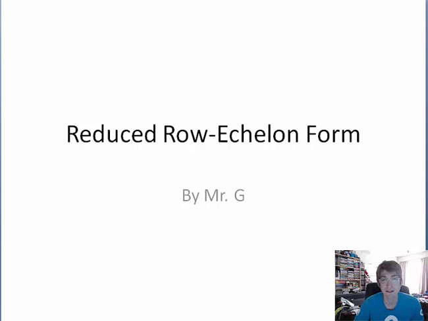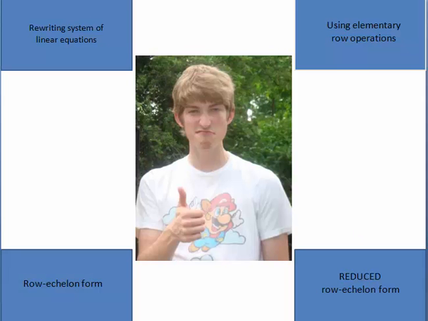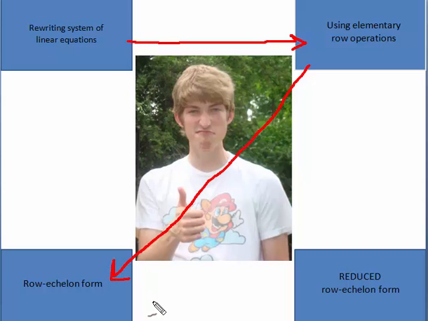Hi everyone, in this video today we are going to be going over reduced row echelon form. This video will take us through the process of rewriting our augmented matrix in reduced row echelon form. As we were doing earlier, we are going to start with a system of linear equations and rewrite it using an augmented matrix. We will then use our elementary row operations to get all the way down to row echelon form. From there, we will continue using our elementary row operations to get to reduced row echelon form and see why that is useful.